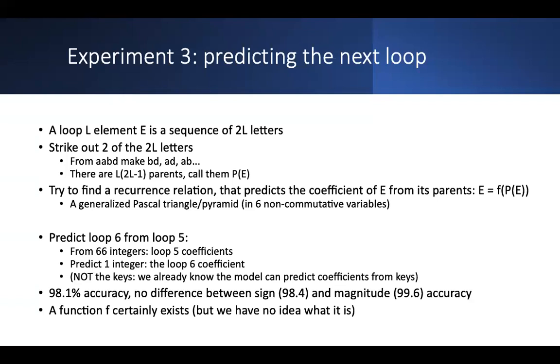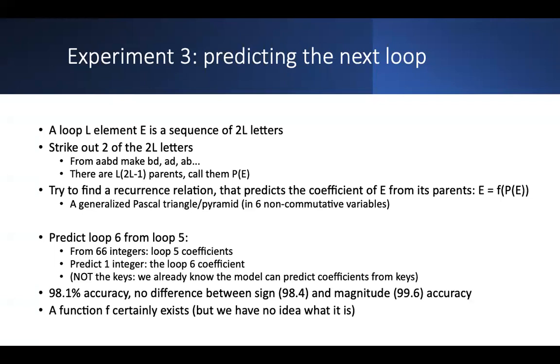So suppose I provide the (2L minus 1) over 2 coefficients of the previous loop. Can I predict the next loop with that? You can think of it as the Pascal triangle. When you calculate, you can compute the binomial of order n by summing the binomial of order n minus 1. This is exactly the same thing, except you have many more variables and everything's non-commutative, so it's more complicated, but the same idea. So the idea is that you could train a transformer to do that.